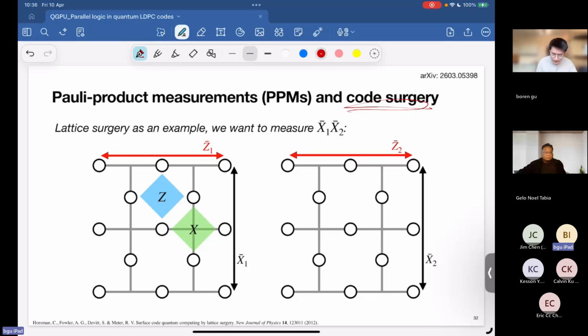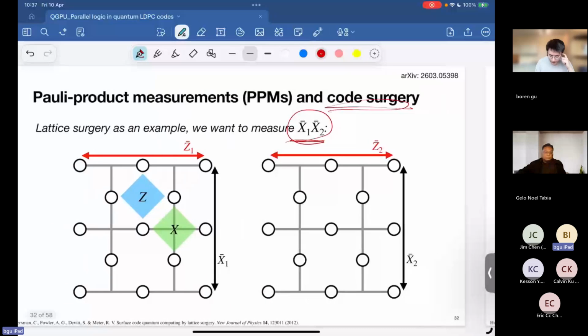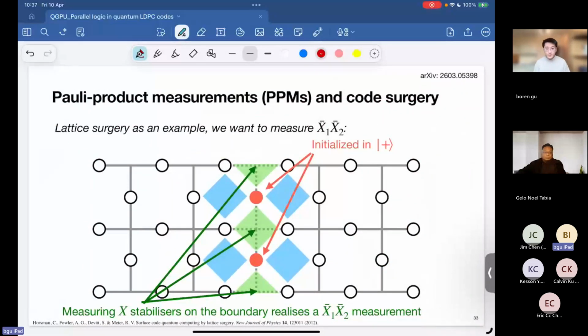A surface code can be represented as follows, and the dots are the physical qubits where we have X and Z type stabilizers located as shown. And the logical operators of different types are on the horizontal boundaries or vertical boundaries. So we are displaying two different patches of surface codes. The purpose here is to measure the joint Pauli product of X1 logical and X2 logical. So how do we do this? We do this in a very simple way.